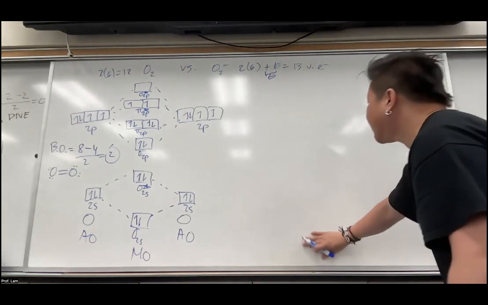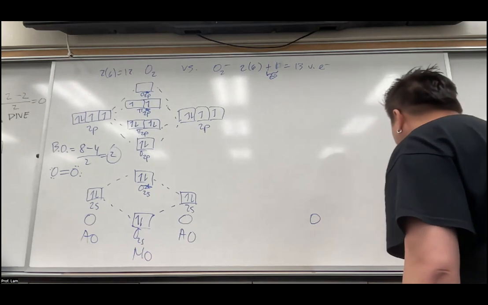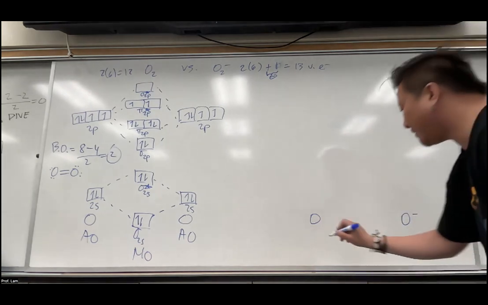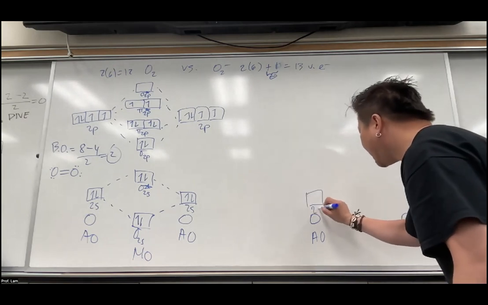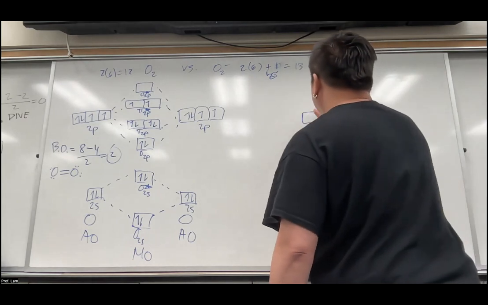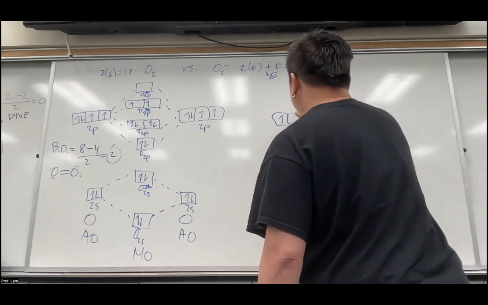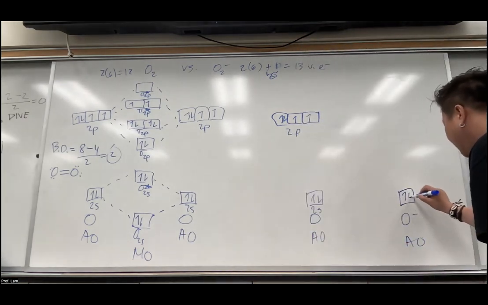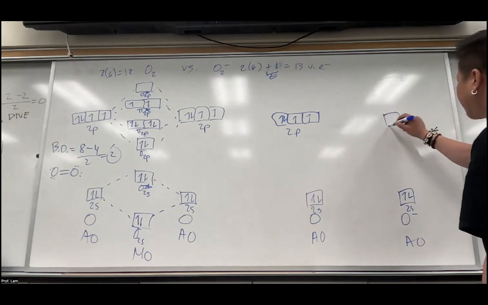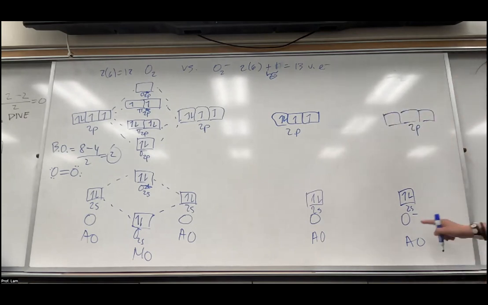Let's see what it would be for O2 negative. So what are the two atoms that make up O2 negative? Well, obviously O and O negative. So let's do the atomic orbitals first. It's going to be 2s2, 2p4, for O minus, 2s2, 2p, right? O normally has 2p4, but with a negative, it has another one. So it's going to be 2p5, right?